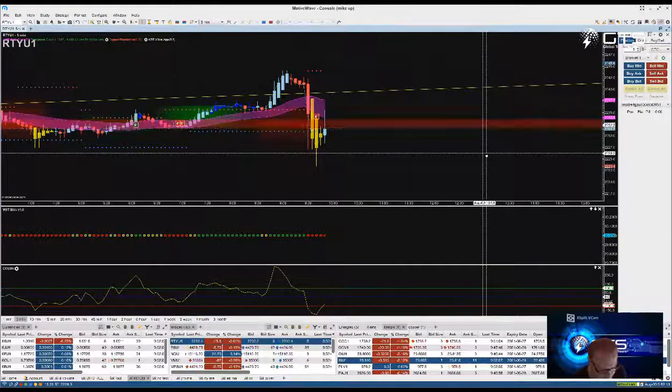We'll wait and see. See if it pulls back right here. We're gonna wait and see. Hope it does.